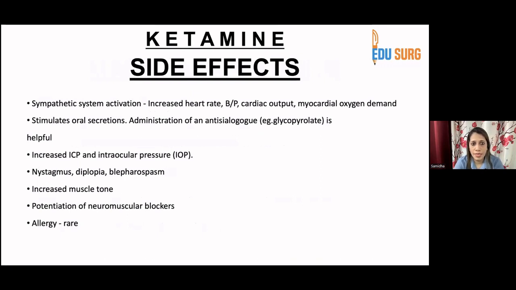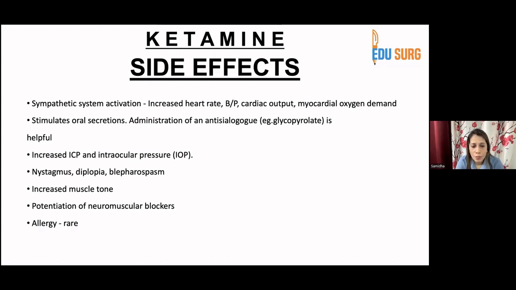Side effects: sympathetic system activation, increased heart rate, blood pressure, cardiac output, myocardial oxygen demand, stimulates oral secretions, so use of glycopyrrolate is good. Increased intracranial pressure and intraocular pressure, again at higher doses. If you use it at analgesic doses, it is not a problem. In fact, in smaller doses, they now say it is neuroprotective. Can cause nystagmus, diplopia, blepharospasm, especially when the ketamine effect is wearing off; the nystagmus is very classical. It of course goes away as the effect of the drug goes away.